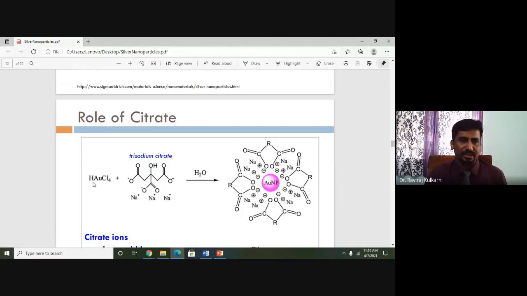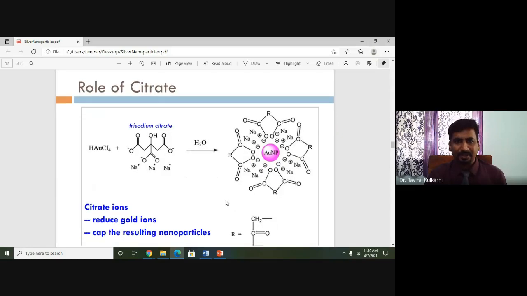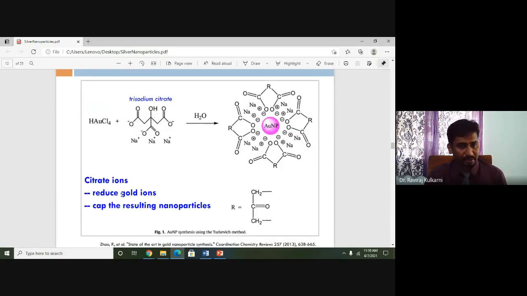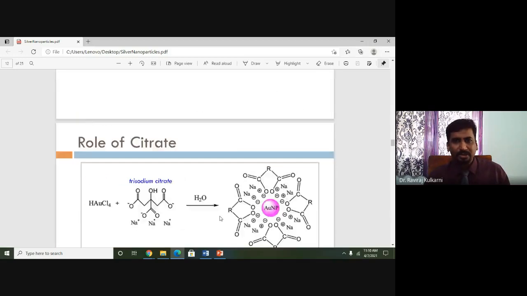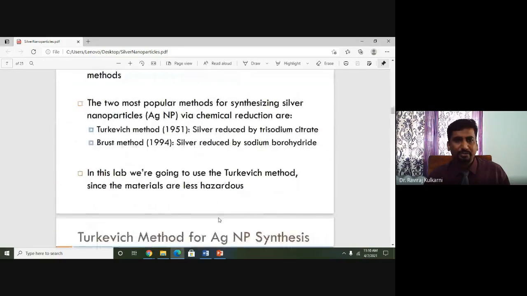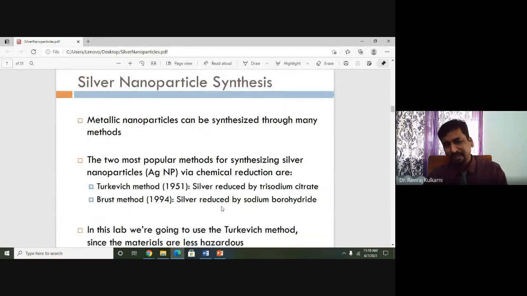This is the reaction. Instead of auric chloride, you take silver nitrate here. Okay, the same silver nanoparticles are capped with trisodium citrate ions. Okay, they reduce silver ions. Instead of gold, you mention silver ions and cap the resulting nanoparticles. They cap it so that agglomeration will not take place. Very simple. Okay, so this is about synthesis by which method? Turkevich method. Okay, there is another method, the Brust method. Same thing you have to follow.